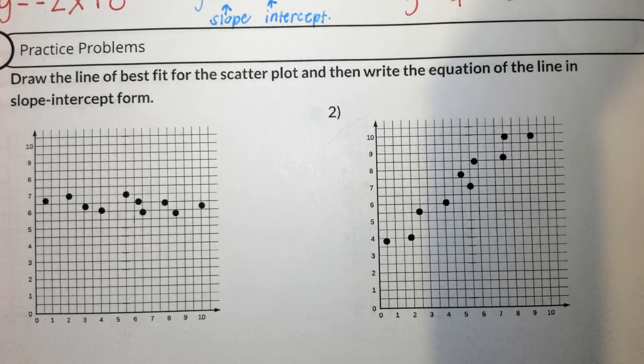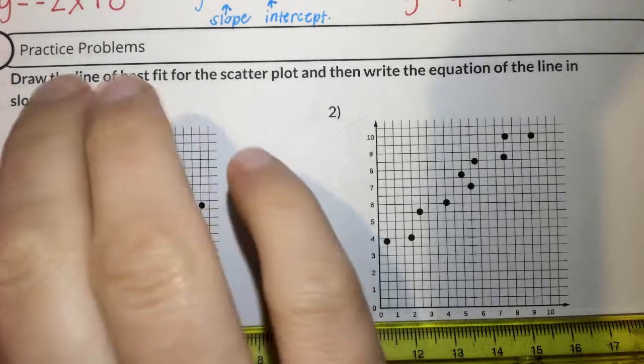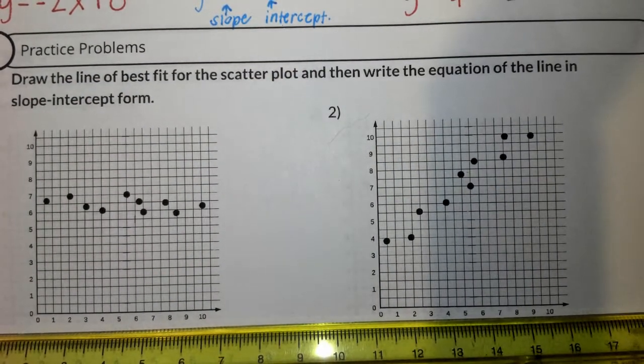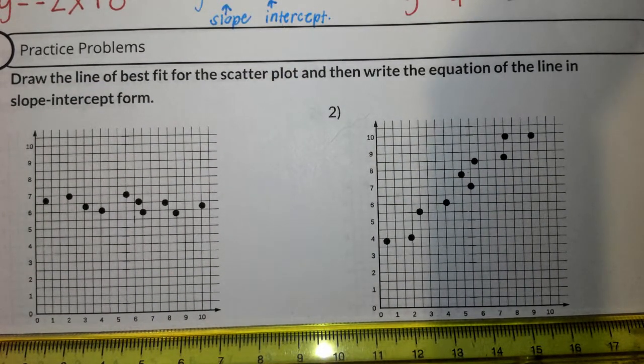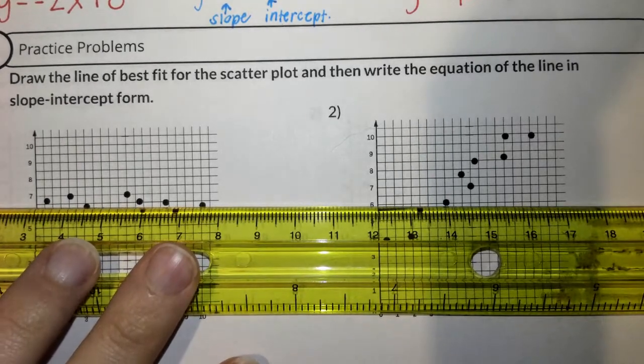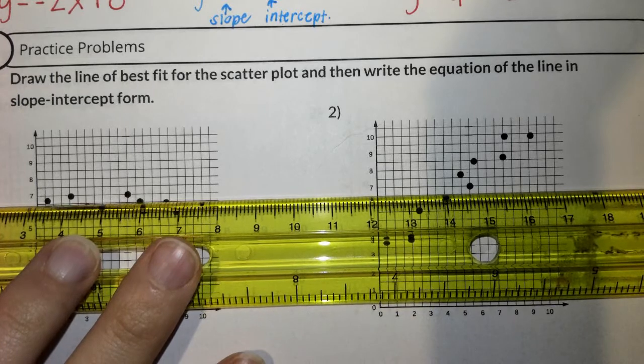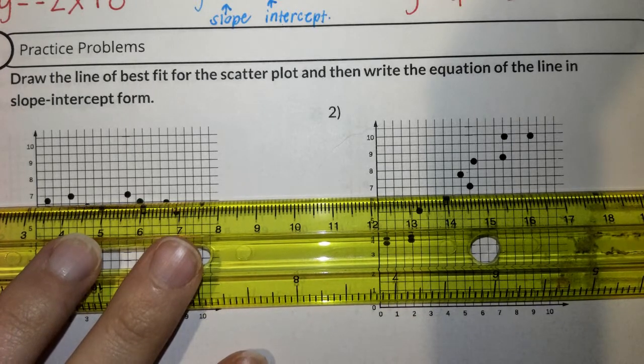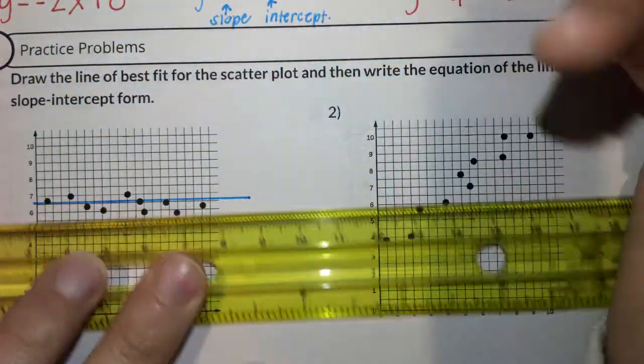First step, you need to draw your line of best fit. If you look at this one right here, if I was to imagine a line going through, I would imagine a horizontal line. It just looks like they go straight across, and it fluctuates very differently. So with this one, I would say that is about where my line of best fit goes.